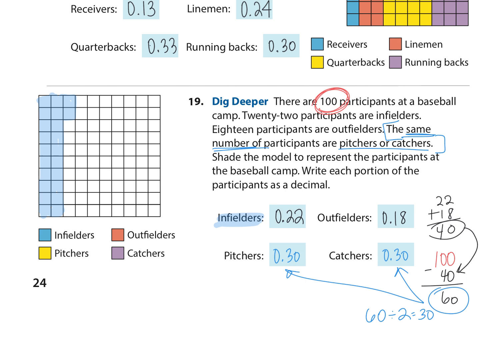Okay, the first thing I did was show my infielders, which is 22 hundredths. The next thing I'm going to do is my outfielders. I should have 18 outfielders, so I'm going to shade in these 8 plus 10 more.